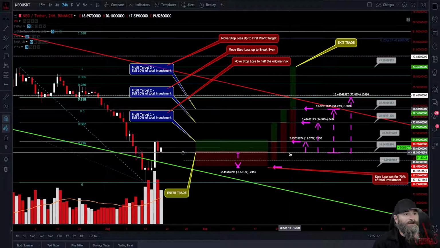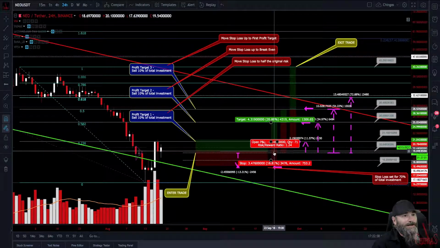Some other people will take their stop loss and move it to break even. Right now, I don't move my stop loss to break even until I'm at my second profit target. But every trader is going to trade differently, and you're going to figure out what works better for you as you do it a few times. So let's move on with the example.